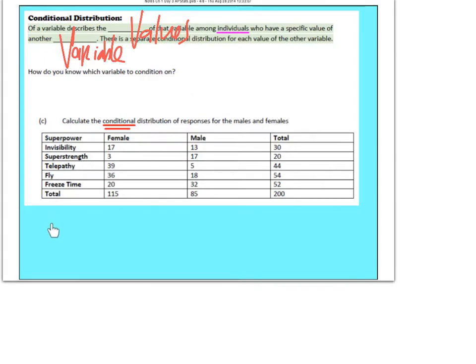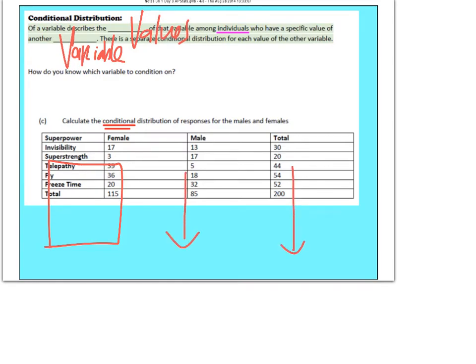So if we go back to our superpower example here, they want us to calculate the conditional distribution. So conditional again means a subset of our table. They want a distribution of the responses for the males and the females. So they just told us they want to look at the totals of the responses. So I'm looking at the responses this way. So that's where my totals should tally up, meaning you're going to actually want to go down this way with your data.